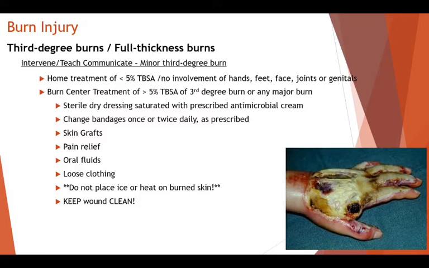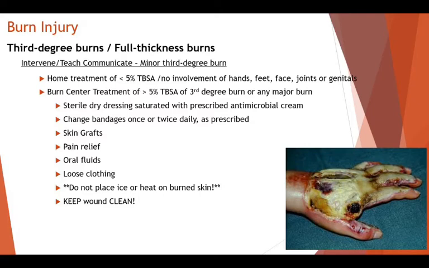The treatment, if you do treat at home, is a sterile dry dressing saturated with antimicrobial cream. So there will be a prescribed cream that is an antibiotic that you impregnate on that dressing. So you would put the cream on the dressing and then dress the wound over that. The bandages would be changed once or twice daily with a full clean with soap and water in between, and possibly outpatient skin grafting, since third-degree burns do not heal well.